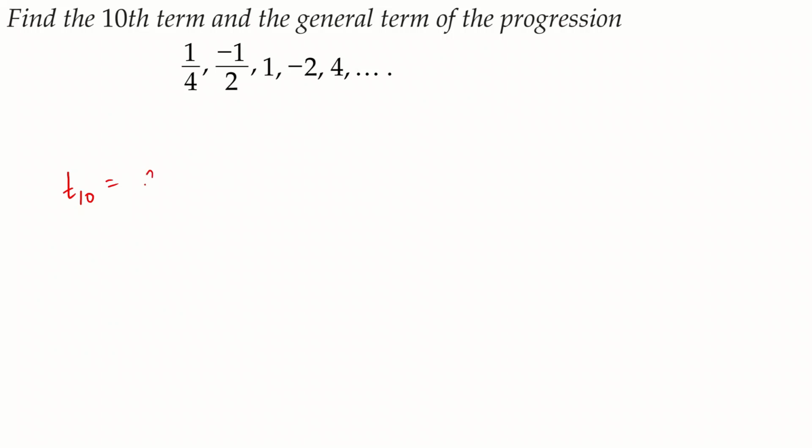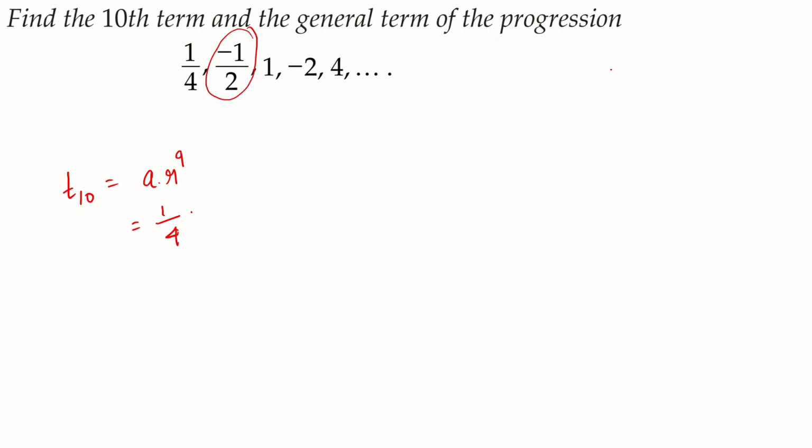I know that the formula is A times R to the power of 9, because it is 1 less than the rank of the term. A is my first term, which is 1 by 4 in this case. So it is 1 by 4, and R is the common ratio. Okay, so R being the common ratio means we have to find out which number is multiplied to 1 by 4 to get minus 1 by 2.